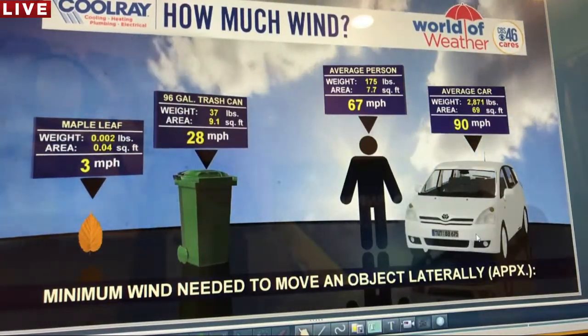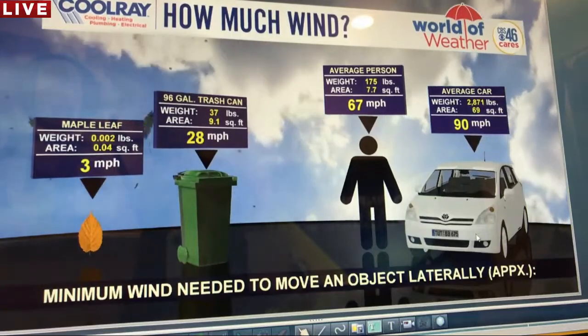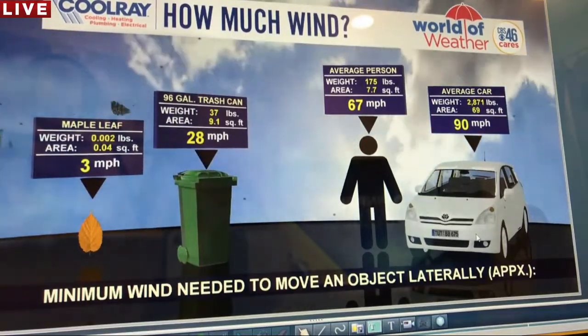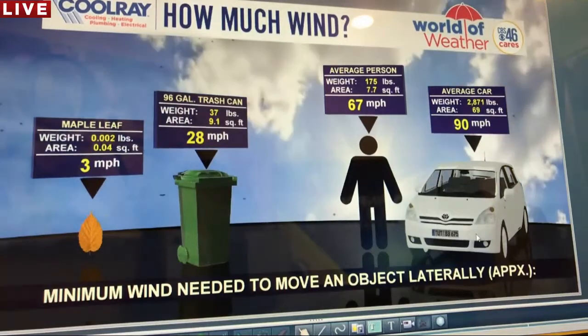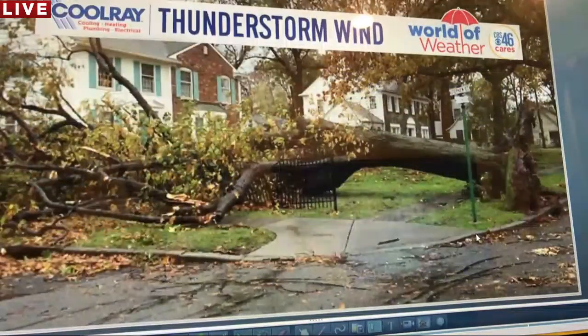90 mile an hour winds, you're going to feel it on the steering wheel, and it could even move a car as it's driving. So the stronger the winds, the bigger the object it's going to impact, and the more it's going to impact that object.